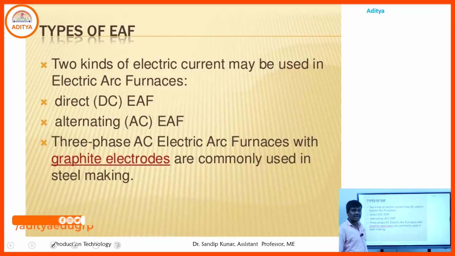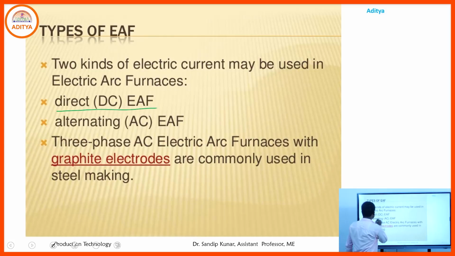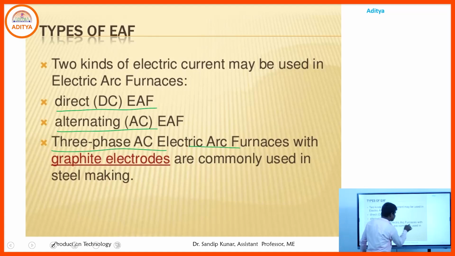The types of electric arc furnace are the direct arc furnace, the alternating current electric arc furnace, and the 3-phase AC electric arc furnace. Here we use graphite electrodes for steel making.